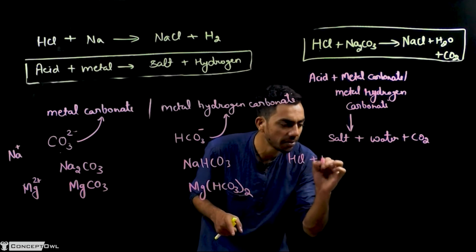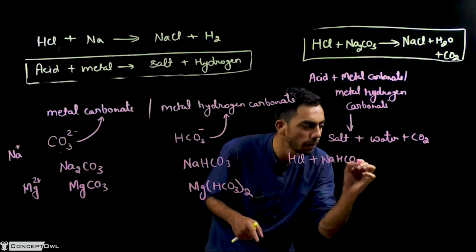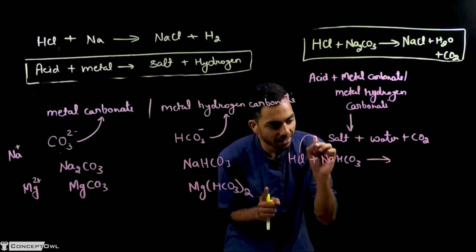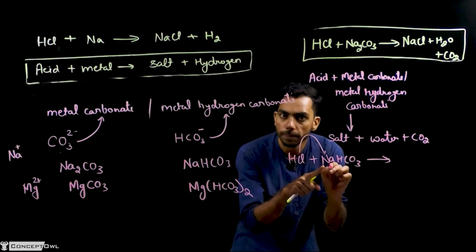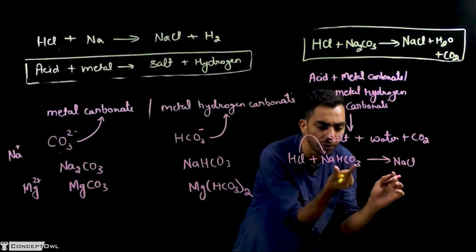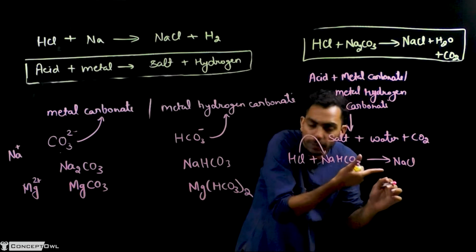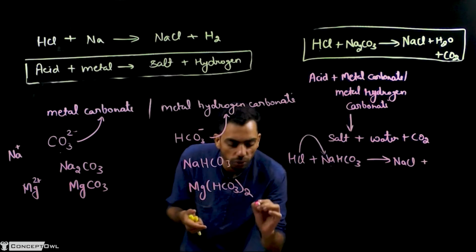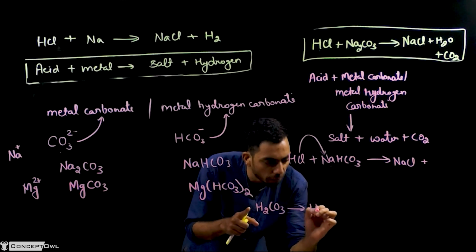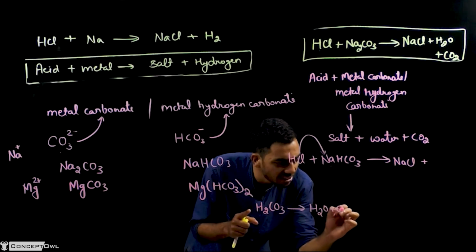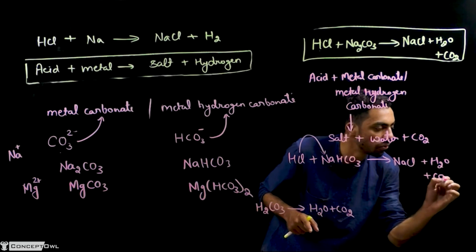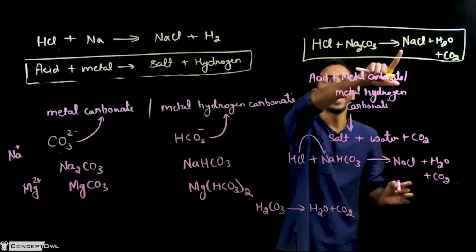HCl plus NaHCO3. It's very simple. Cl is going with Na to form NaCl, and this hydrogen is going with this HCO3. So you'll get H2CO3, that will decompose and form H2O plus CO2. Same thing is happening here also.